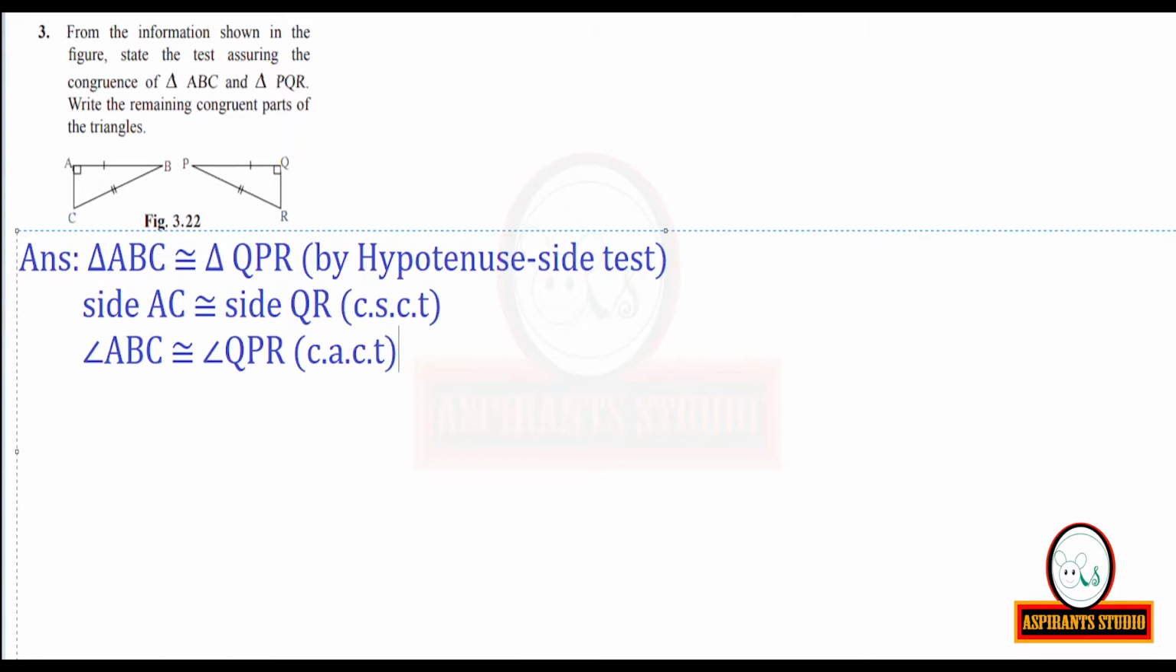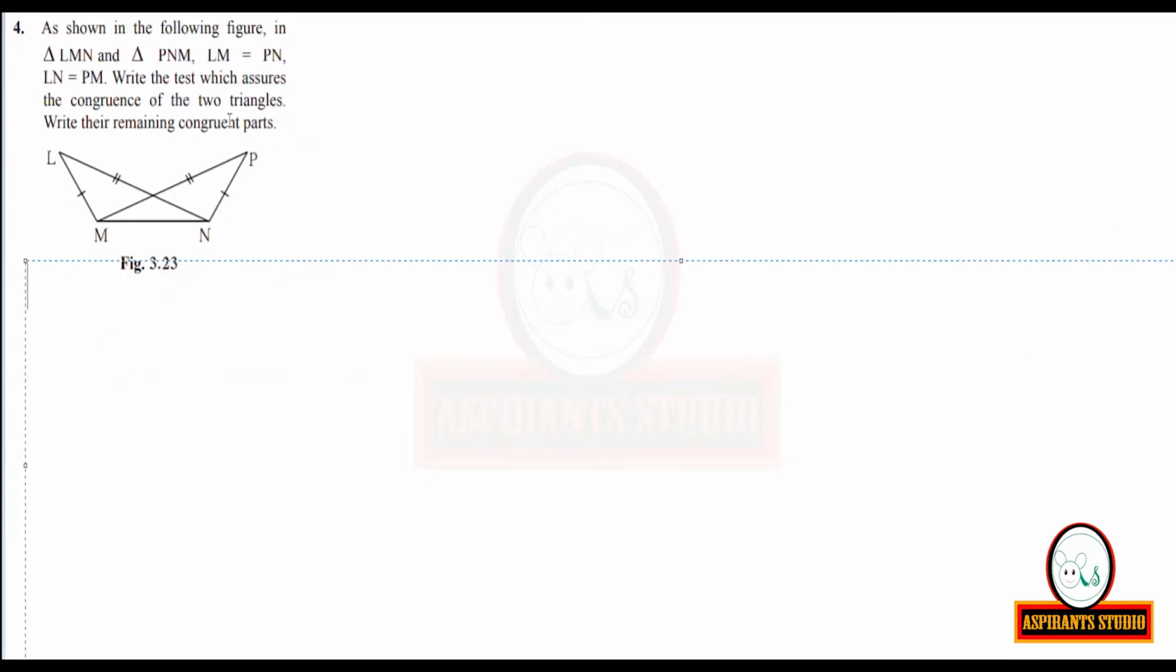Now, two angles are left out in the first triangle. Angle ABC will be congruent to angle QPR, corresponding angles of congruent triangles, and angle ACB will be congruent to angle QRP, corresponding angles of congruent triangles. So we have written the remaining congruent parts of the triangles. See, measure of angle A and measure of angle Q are 90 degrees. So angle A congruent to angle Q is already done, so we need not consider that again. So we have written the remaining congruent parts of the triangles.